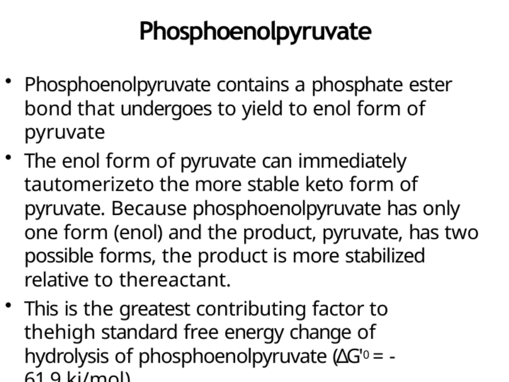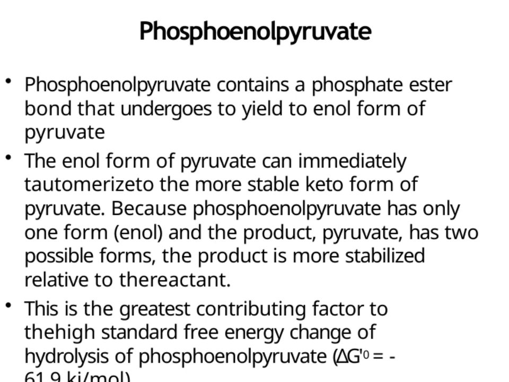Phosphoenolpyruvate exists primarily in this enol form, but pyruvate can adopt two different forms, the enol and the keto. The overall process favors the formation of the more stable keto form. This stabilization of the product relative to the reactant significantly contributes to the high negative free energy change observed during hydrolysis, which is about -61.9 kilojoules per mole.